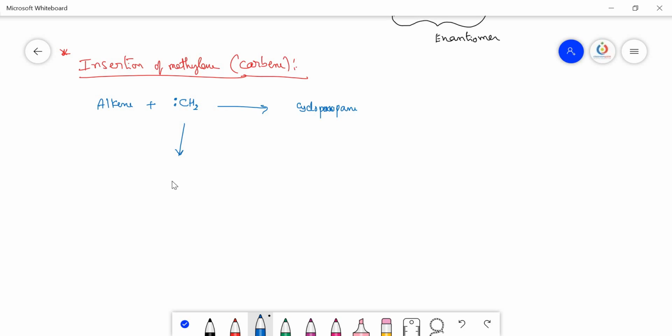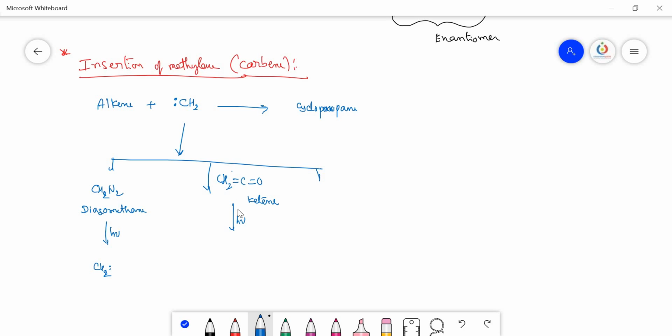Then how to get this carbene? This carbene can be obtained in different ways. For example, if you take CH2N2, which is called diazomethane, and subject it to sunlight, it breaks this bond and we get the carbene. And sometimes we take the ketene. CH2 double bond C double bond O is called a ketene, not ketone. When this ketene is subjected to sunlight, it also breaks this bond and gives the carbene.